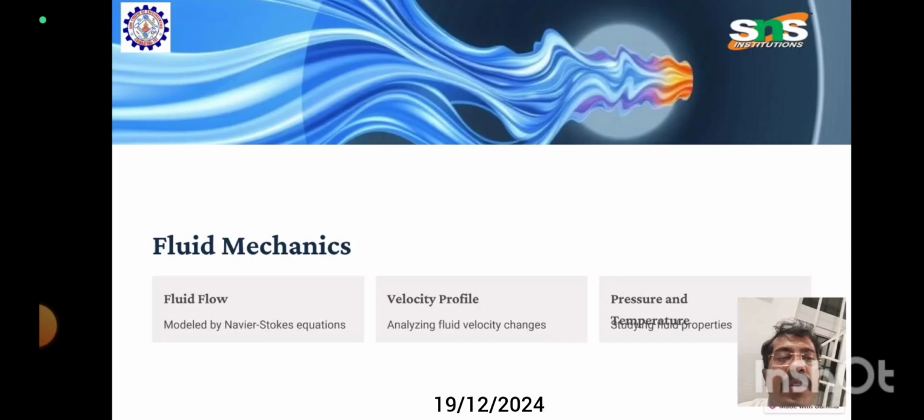How the velocity change happens, how the pressure change happens, how the temperature change happens. Understanding the properties of pressure and temperature is very important when you talk about fluid mechanics. Also, according to the velocity profile, further we have to understand the viscosity of that particular fluid, the density of that fluid. All these parameters are a way to understand the solution for that particular problem.